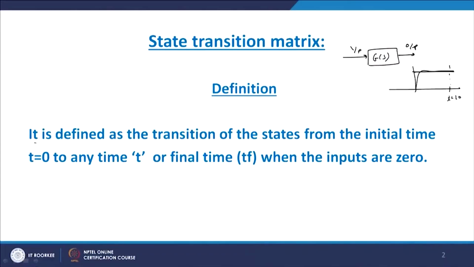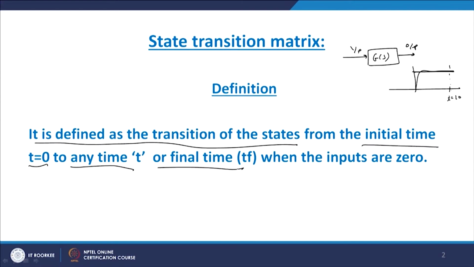Now, how will you define the state transition matrix? It is defined as the transition of states from initial time t naught to any time t or final time tf when the inputs are 0. That is, this state transition matrix is not concerned with any type of input. It is concerned with some initial state, that is t0 to tf.